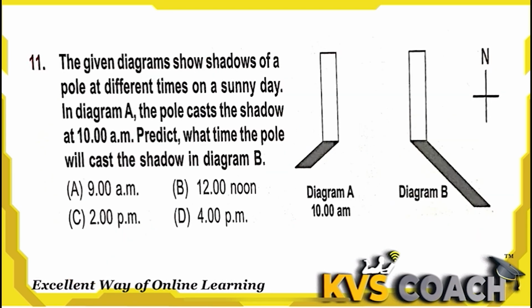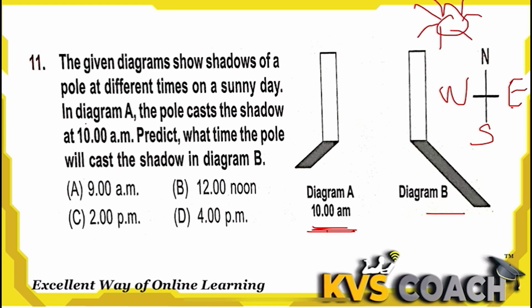Next question is, the given diagram shows the shadow of a pole at different times on a sunny day. In diagram A, the pole casts the shadow at 10 a.m. At what time will the pole cast the shadow in diagram B? This is 10 a.m. Look at the picture. This is the north, it means this is south, this is east, and this is west. Sun is rising from east. If sun is rising from here, this is the east according to this.